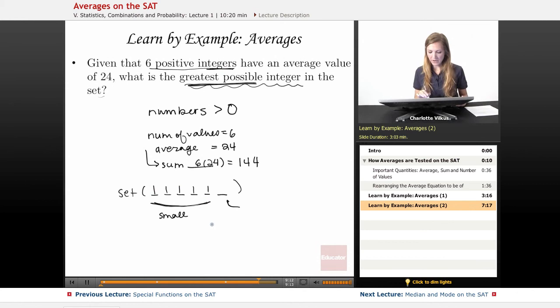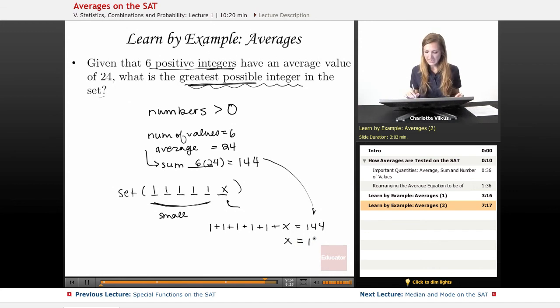Then if I was summing these, I would have 1 plus 1 plus 1 plus 1 plus 1 plus x. And x is going to be this greatest possible integer that I'm looking for, and they're all going to sum to 144. And so then I can figure out what that greatest possible integer would be, and it's going to be 139.